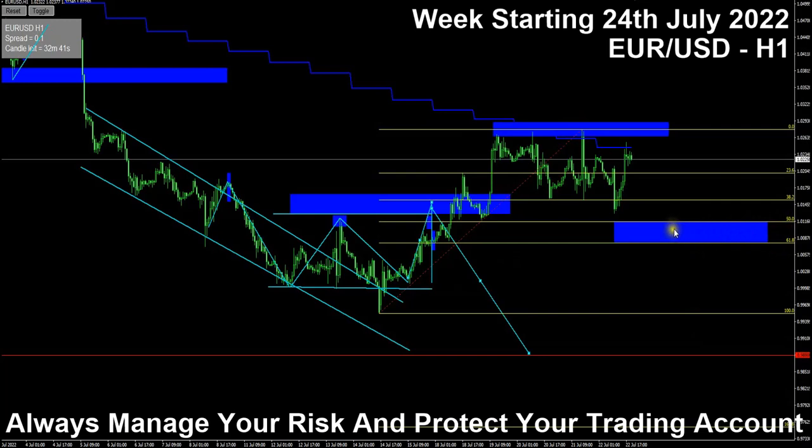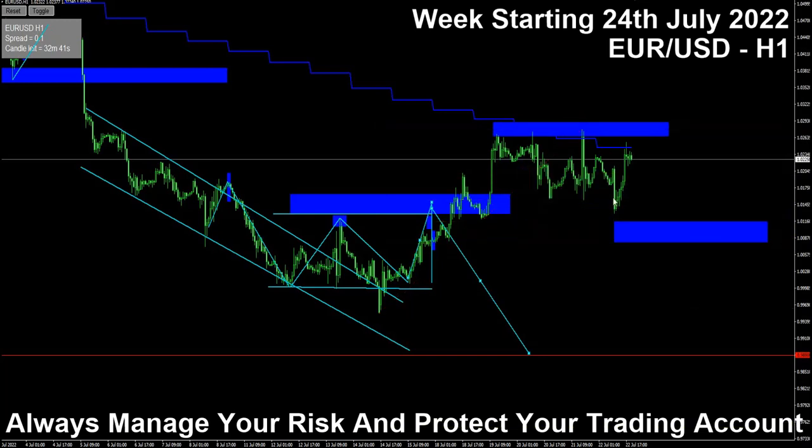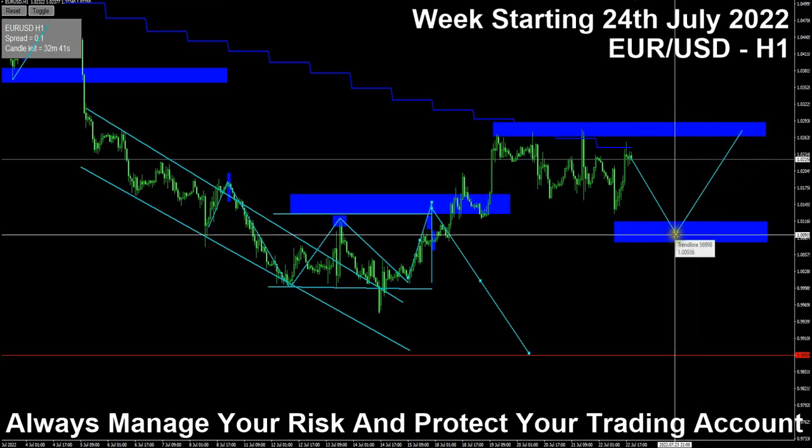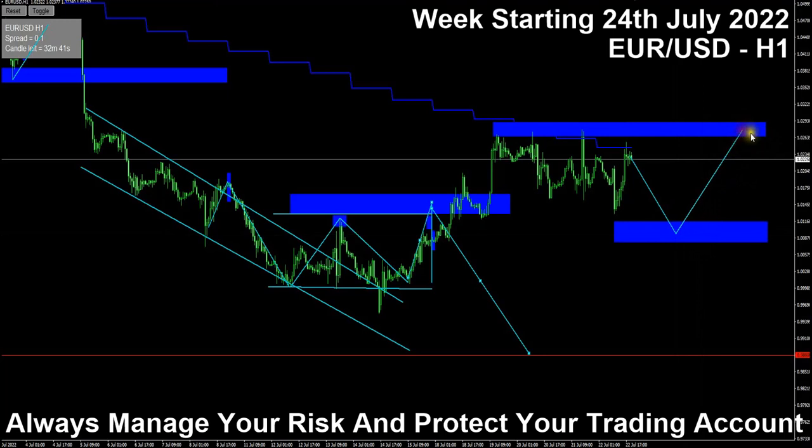So what I would like to do, I'll just remove these lines because they do make it rather cluttered. But what I would like to see for next week is for price to reverse into this zone here, see a rejection and then buy the market back up, possibly up to this zone here, which seems to be some kind of resistance already. Now this move from here to here is nearly 200 pips. If you can catch any of this, it could be a nice trade.